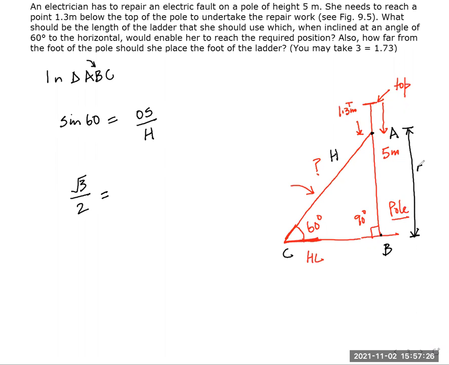Now this distance is 5 minus, any student? 1.3 meter. So that is equal to how much? That is 3.7 meter, right? Opposite side is 3.7 divided by hypotenuse, which we don't know. So from here we will get the hypotenuse by cross multiplying. H will go here and root 3 will come to the bottom into 2. Am I right, students? Okay, so this will be the H.